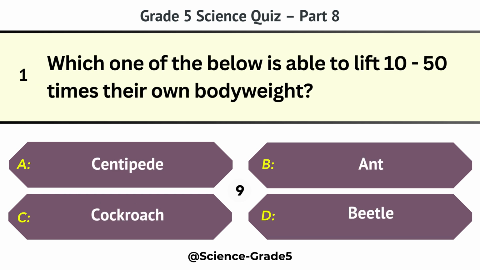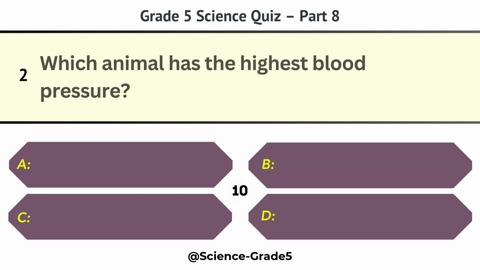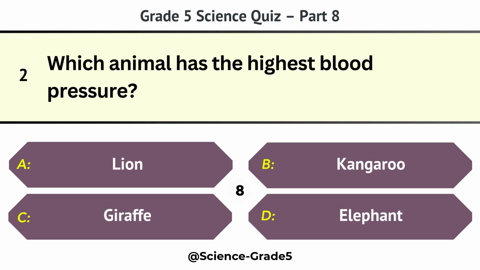Which one of the below is able to lift 10 to 50 times their own body weight? Ant. Which animal has the highest blood pressure? Giraffe.